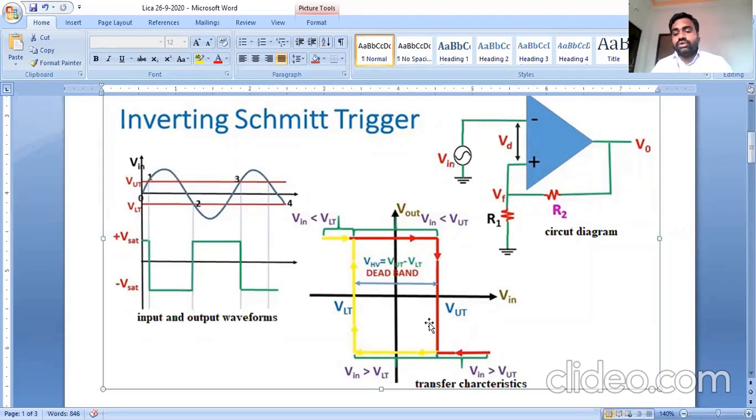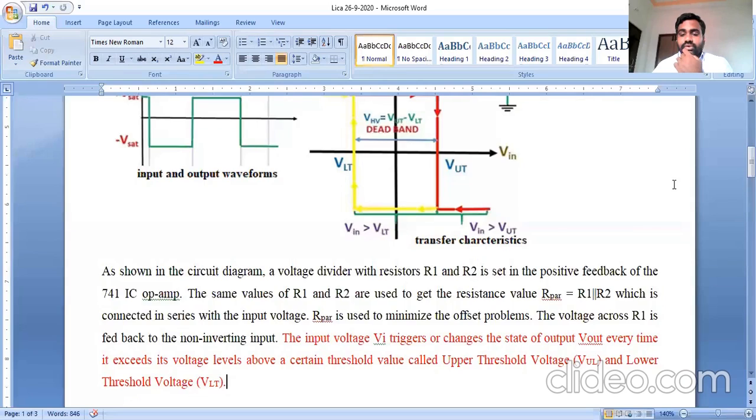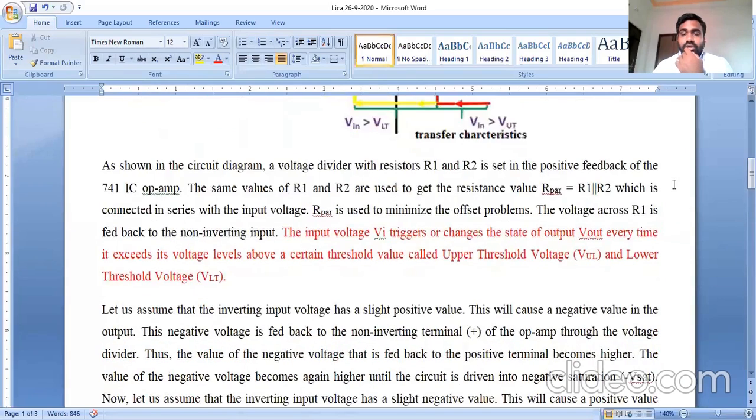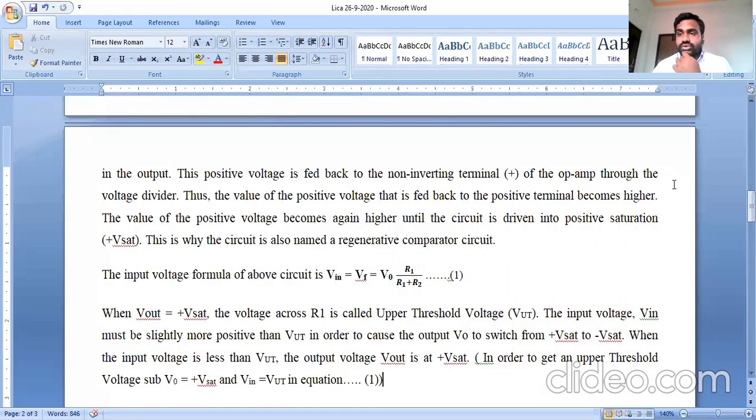Before going into the behavior of the transfer characteristics, what will be the behavior of the output voltage in theoretical expression? In this concept, the output voltage is triggered with two resistances. In a Schmitt trigger, we have two types of triggering. One is V input equal to the feedback voltage.